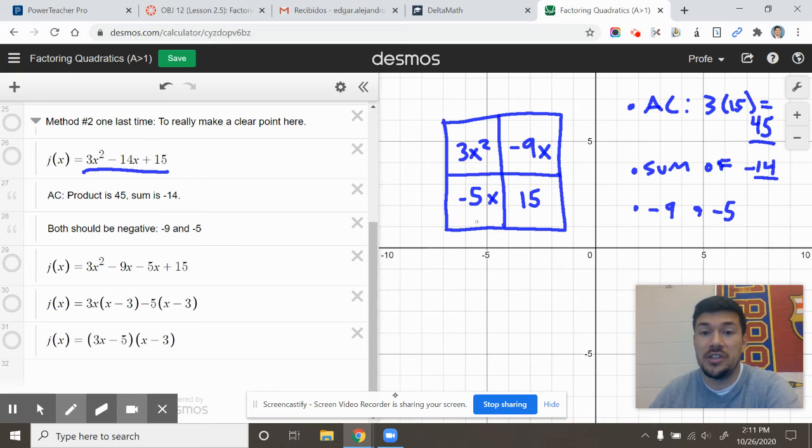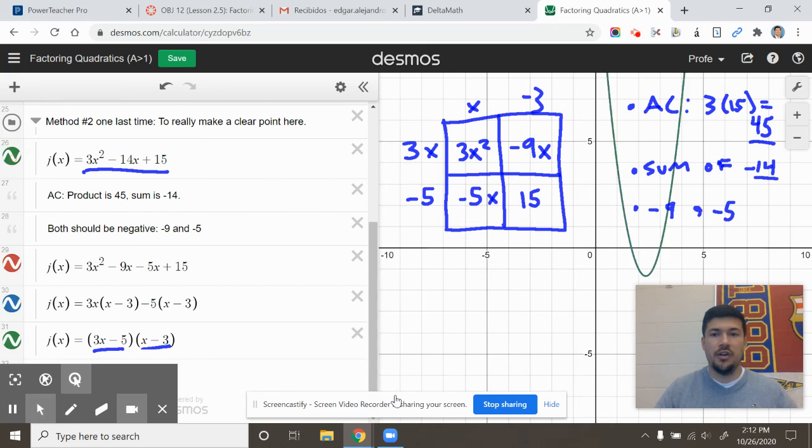Now it's like finding their greatest common factor. That's basically what you're finding, right? I see a 3 and a 9, so it's easy for me to spot that one. I know that's going to be a 3x, which makes this guy an x. And if that guy is x, then this has got to be negative 5. If this is a negative 5, then to multiply to be positive 15, I'm going to need a negative 3. So x minus 3 times 3x minus 5. So you can see how it works out.